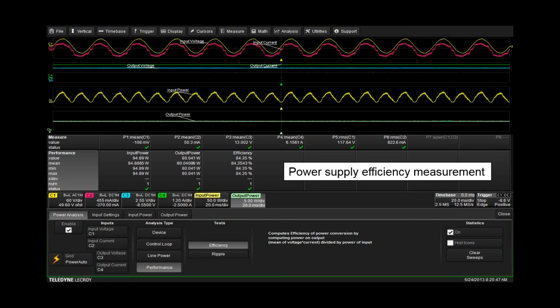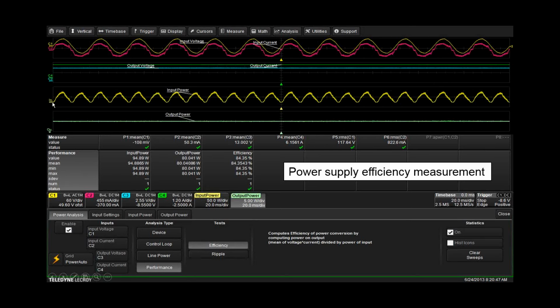Another measurement you might want to make, which would involve the input and the output power, would be efficiency. So in this example, we have in channel 1 the yellow trace, which is the voltage. We have current on channel 2, and this is the input voltage and input current. And then this is an AC to DC power supply, so the output is a DC voltage and current that we've measured here in these two waveforms.